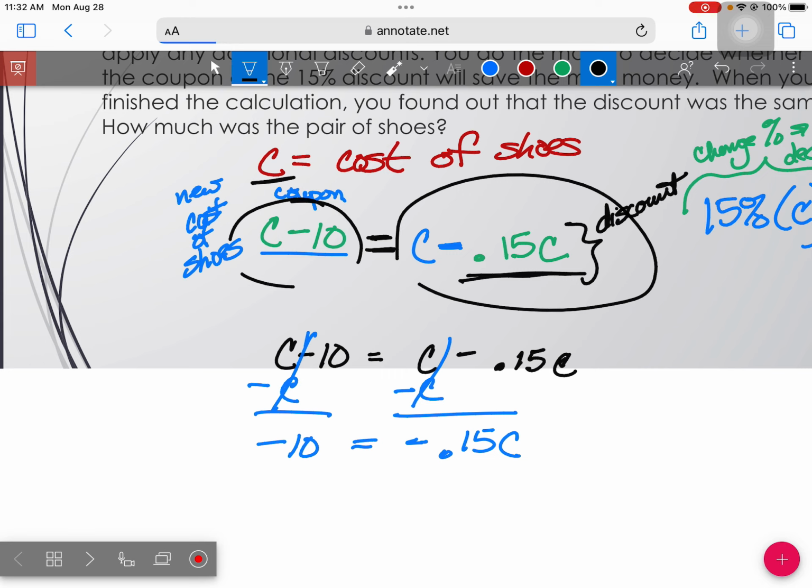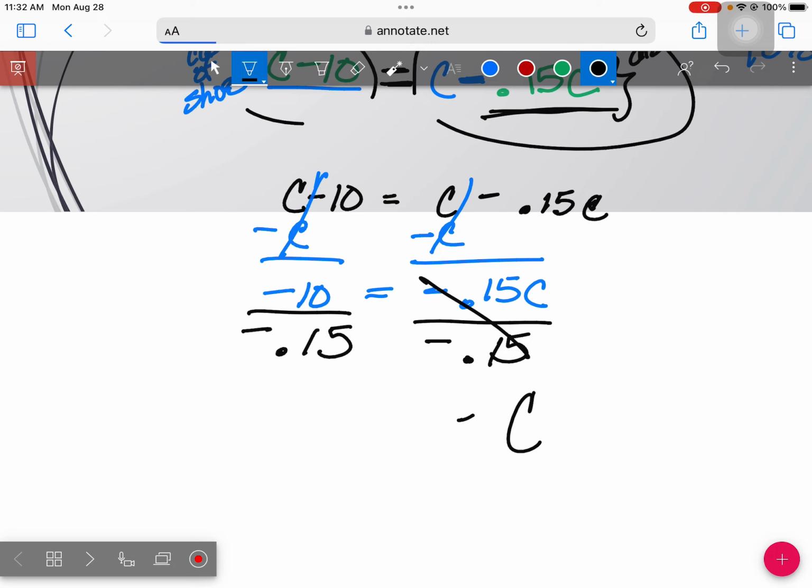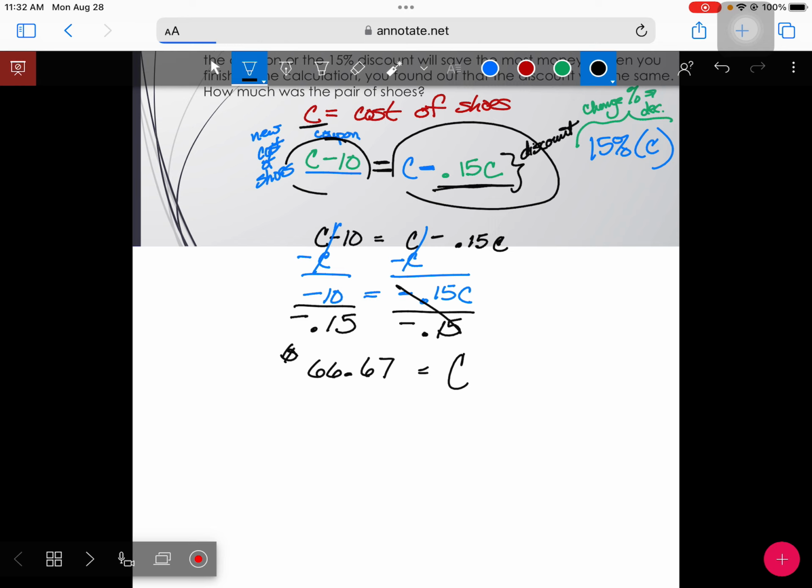I want to get C by itself, isolate it. What's happening with it right now? It's being multiplied, so I should divide by negative 0.15, divide by negative 0.15. Those cancel out. C is equal to what? And we're talking about money, so $66.67.